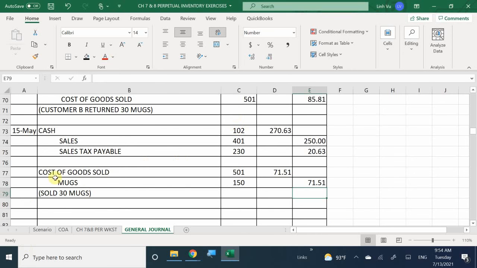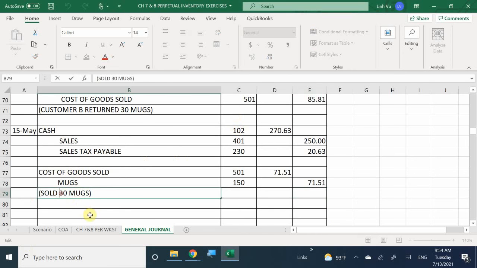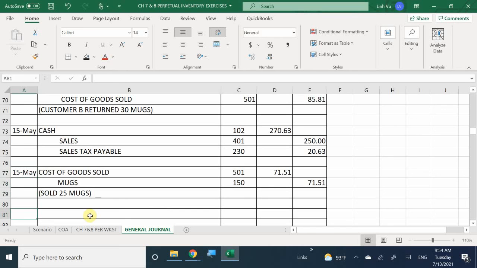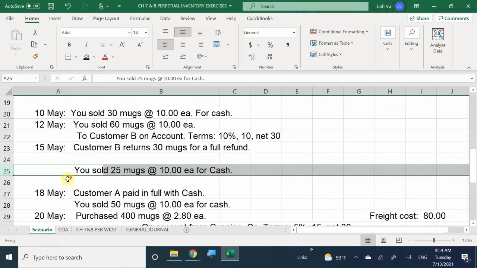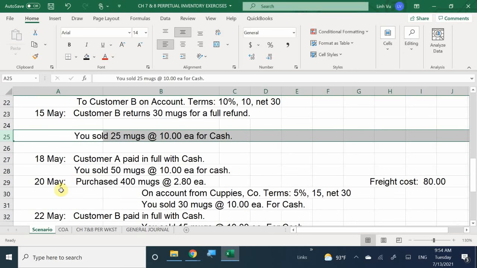And here, I need to make an indicator that I sold 25 mugs. And this was May 15th. I think we have time for one more, and then we'll go on a break. So then what happened on May 18? So here, let me separate it so you guys can see.